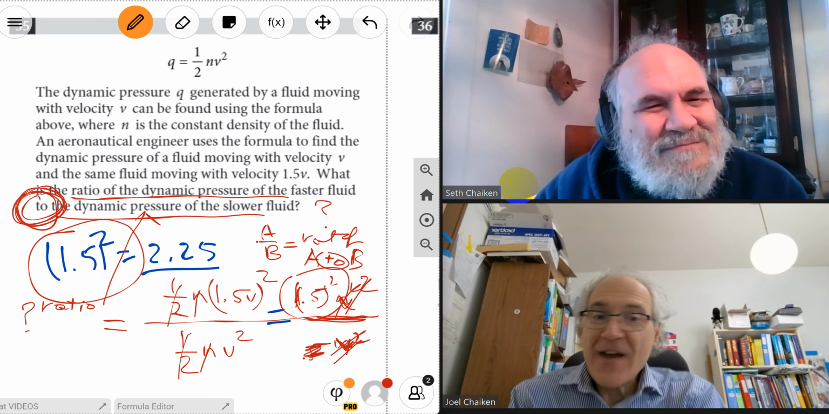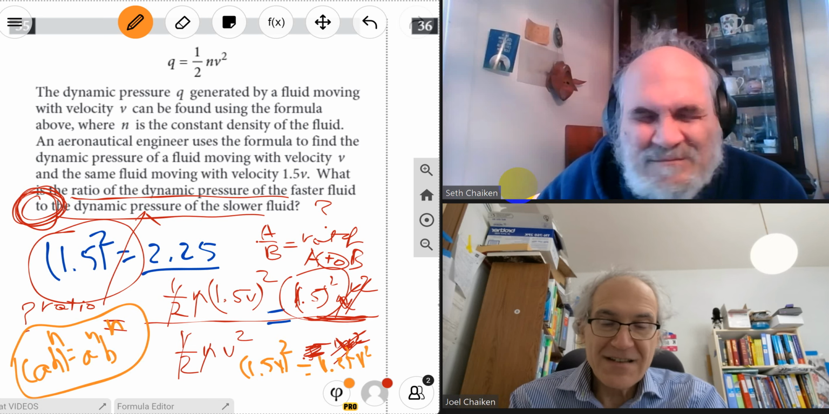You have to know one rule about exponents, that (AB) to the n power is A to the n times B to the n. We used that little rule here when we went from (1.5 v) squared to 1.5 squared times v squared. You have to remember that rule. Yeah, this is the standard way of doing it. So either you know how to do it, or you've seen this question before and sort of know what to do, or you do it this way.